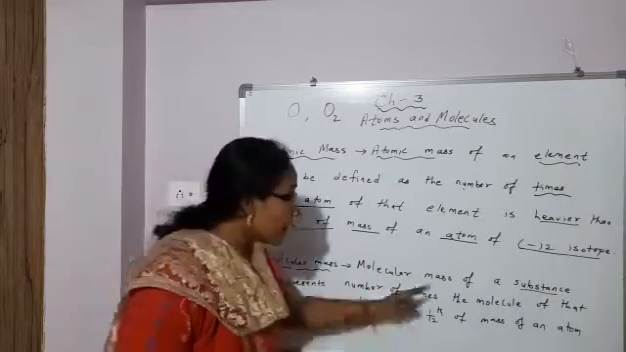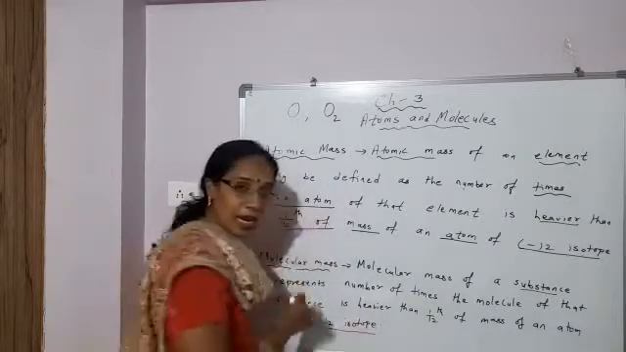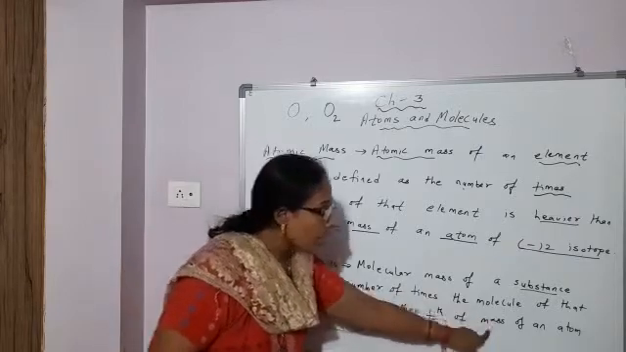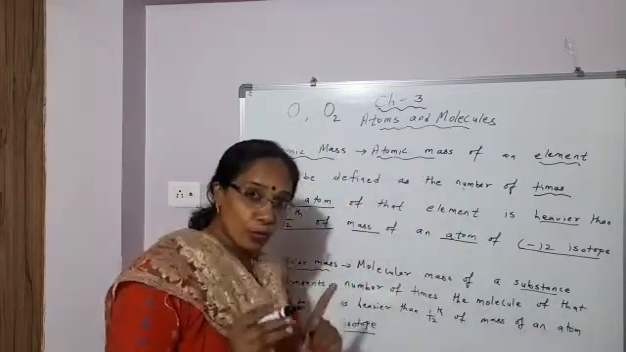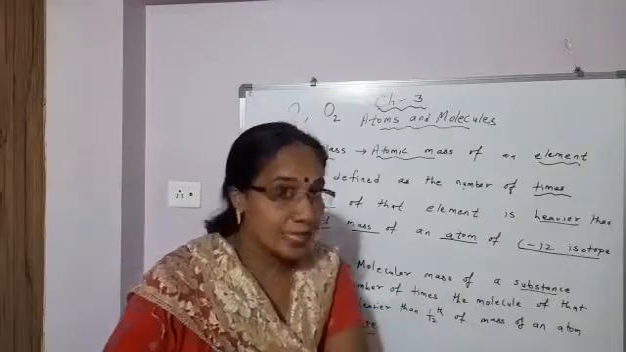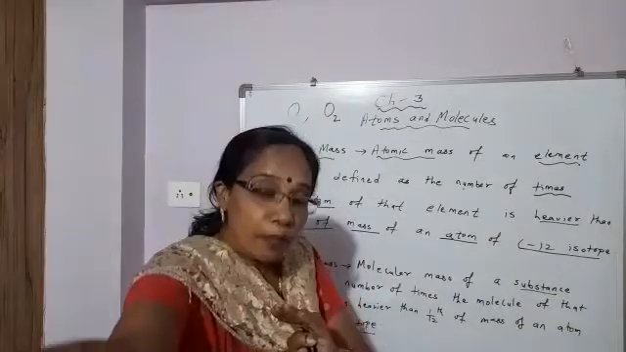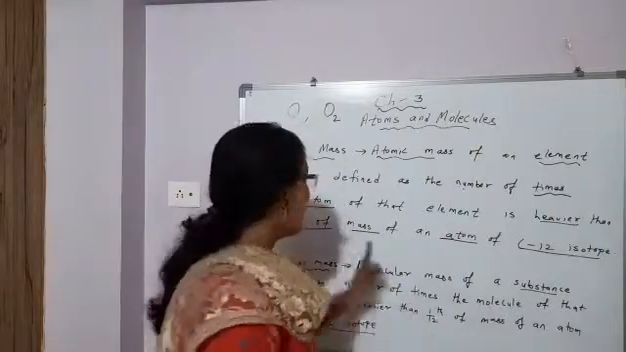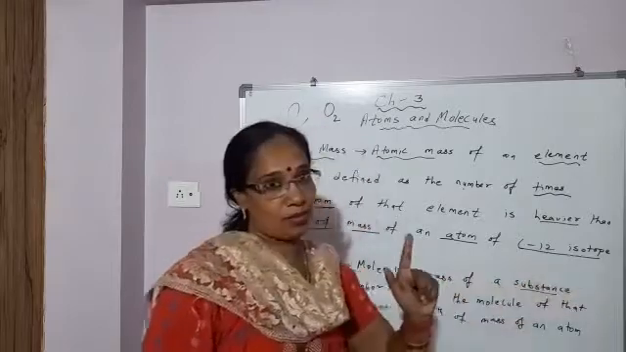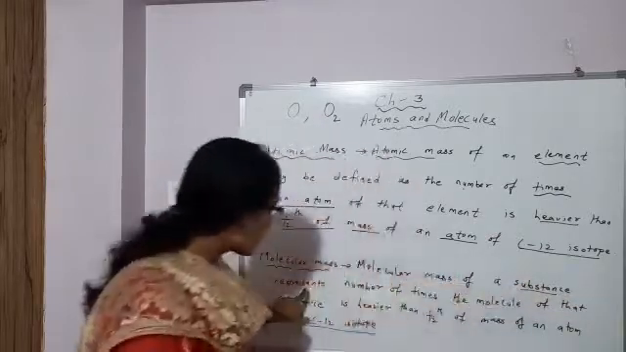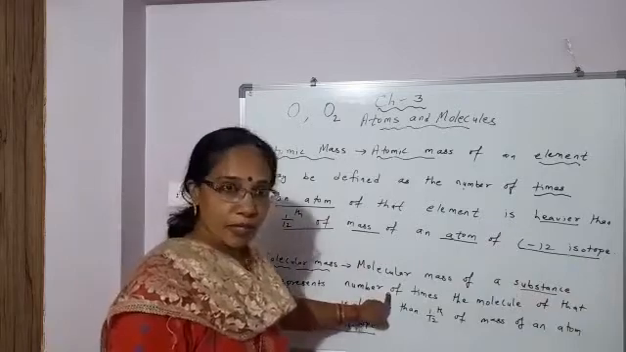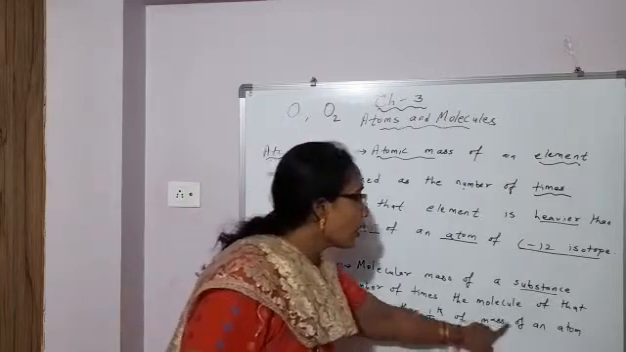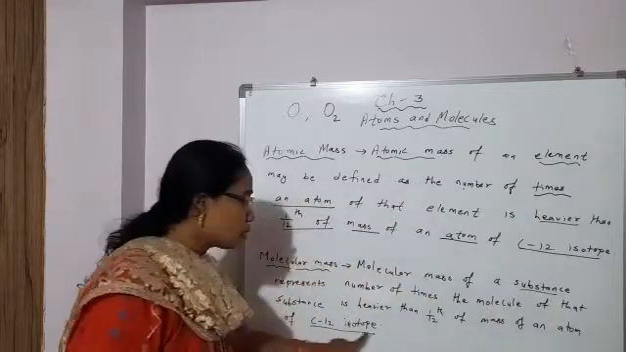What is the standard element? Carbon, whose atomic mass is 12, carbon 12 isotope. Its 1/12 part. 1/12 part of the mass of an atom of carbon 12 isotope is taken to be 1 unit on atomic scale. So the mass of another molecule is compared with it, how many times it is heavier. That will be the molecular mass of that substance. So molecular mass of a substance represents the number of times a molecule of that substance is heavier than 1/12 of the mass of an atom of carbon 12 isotope.